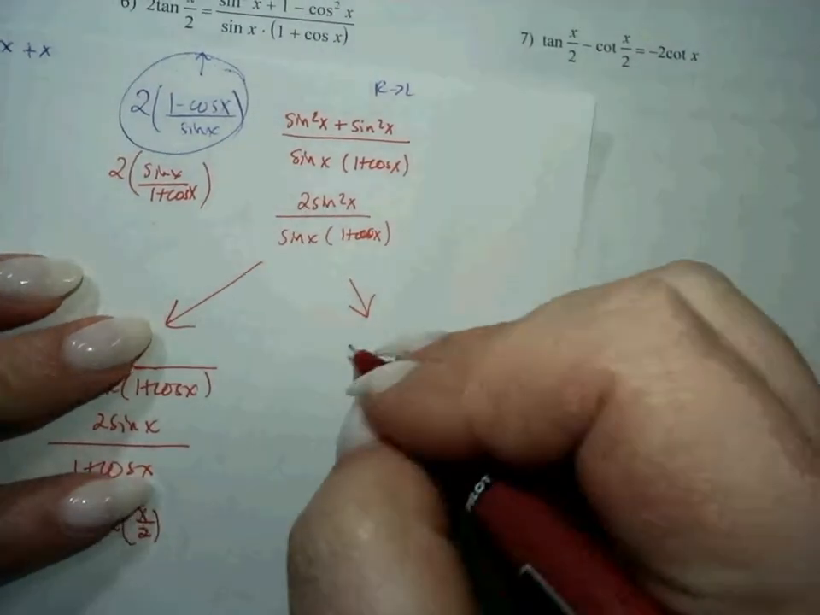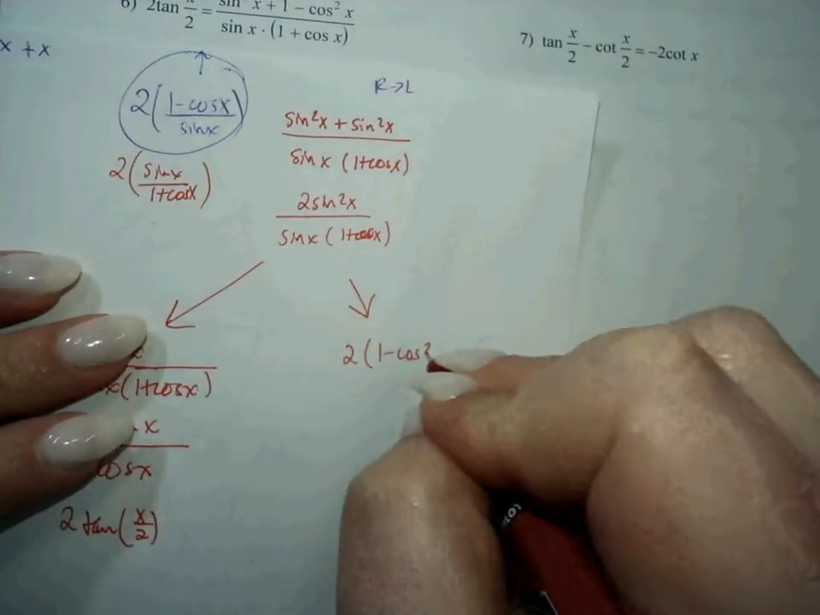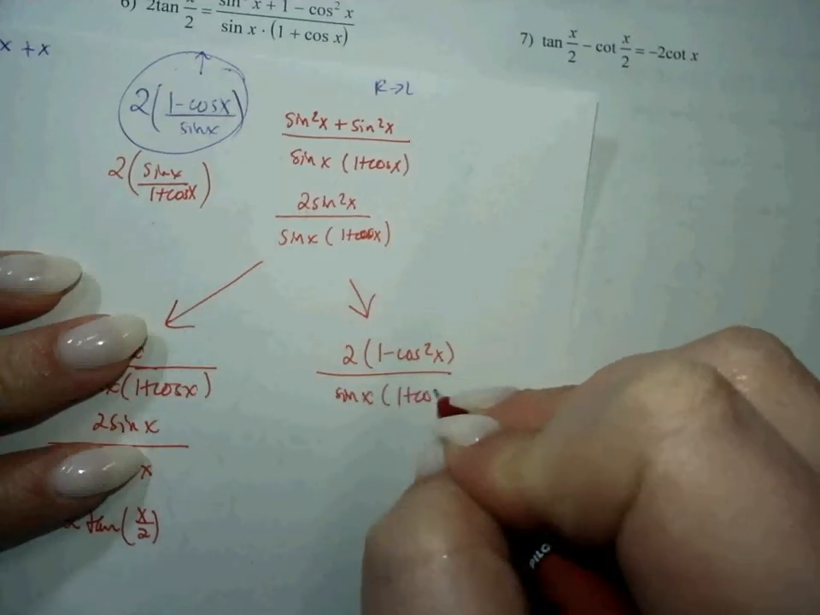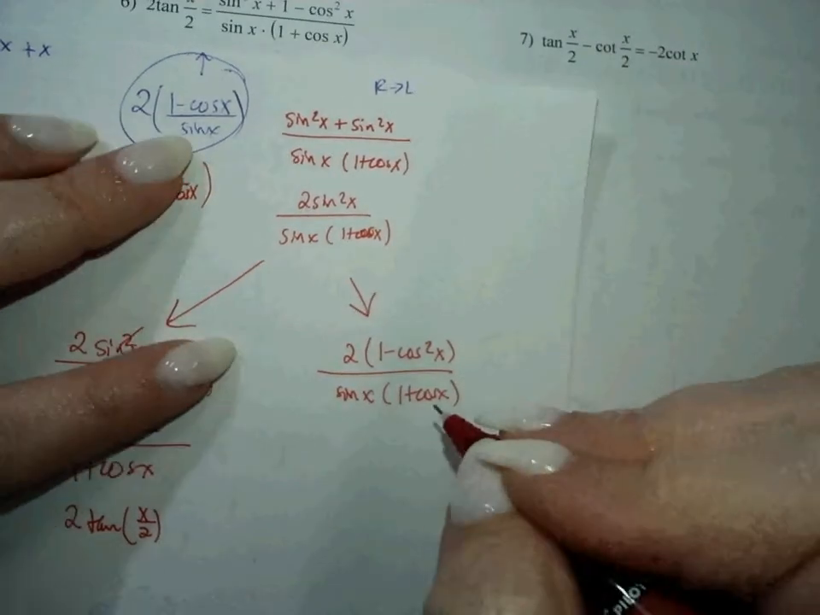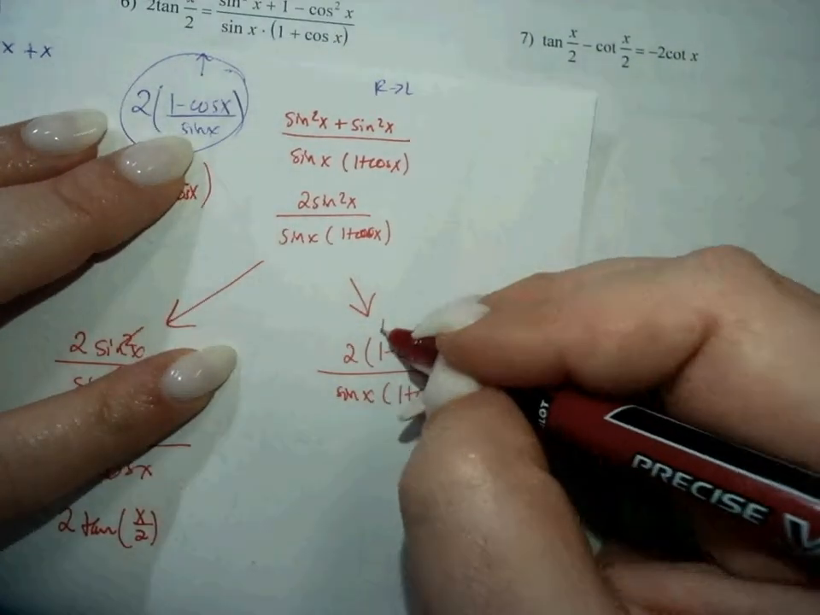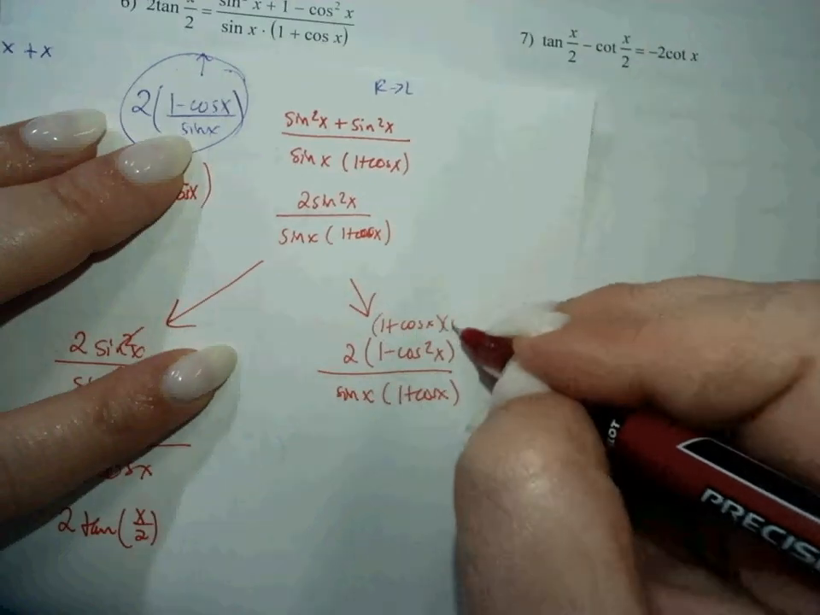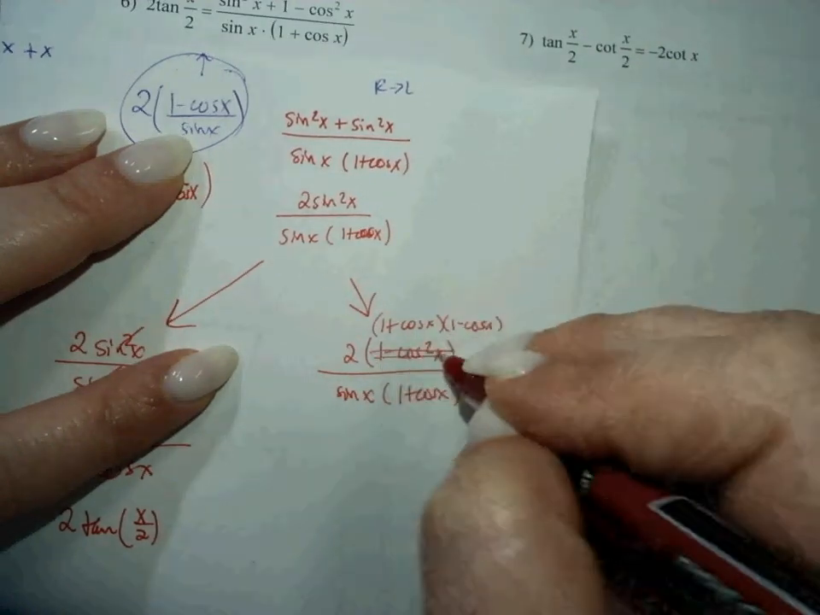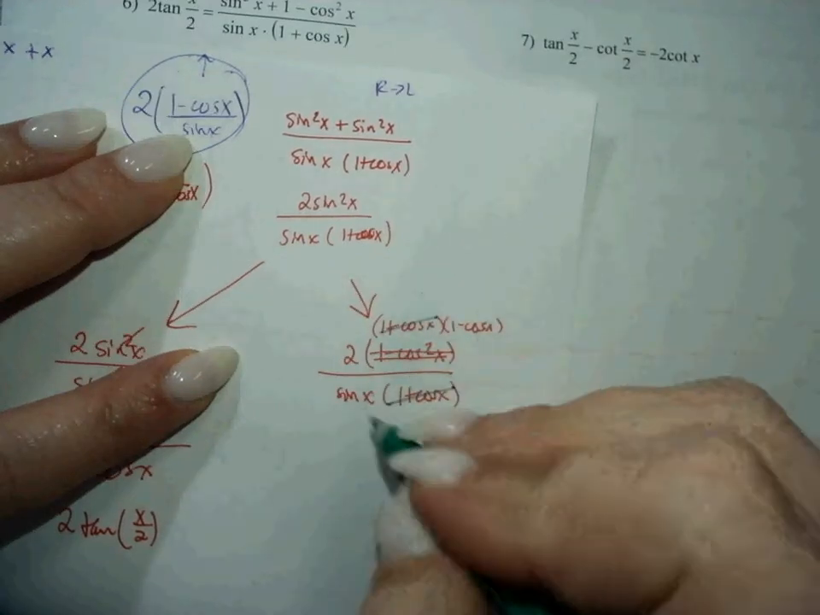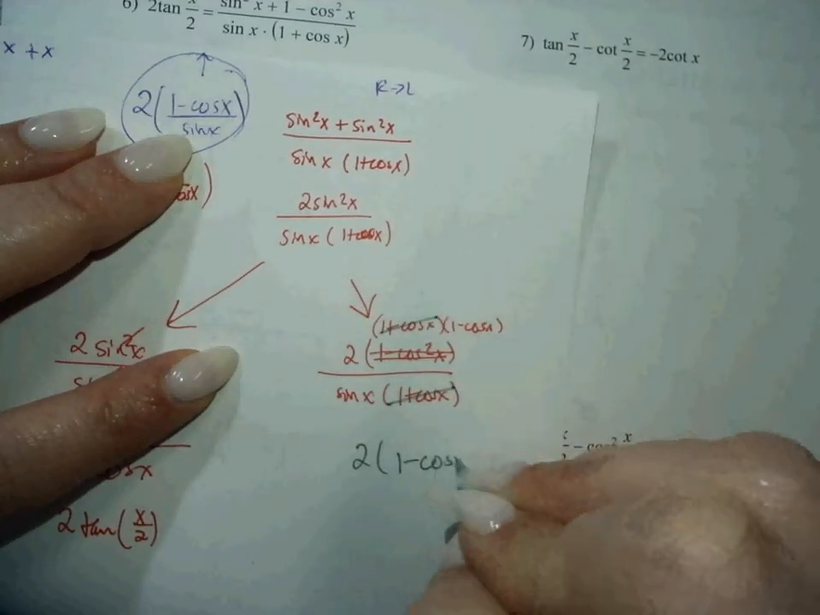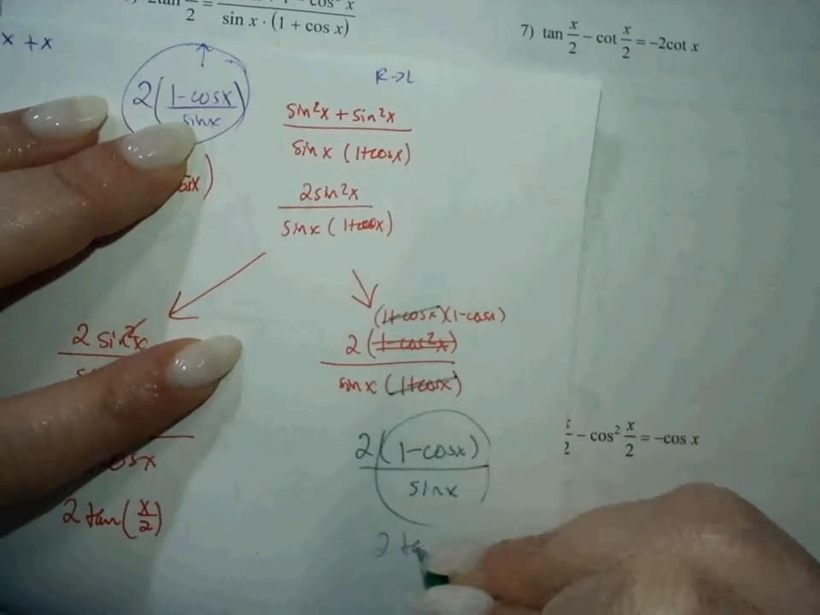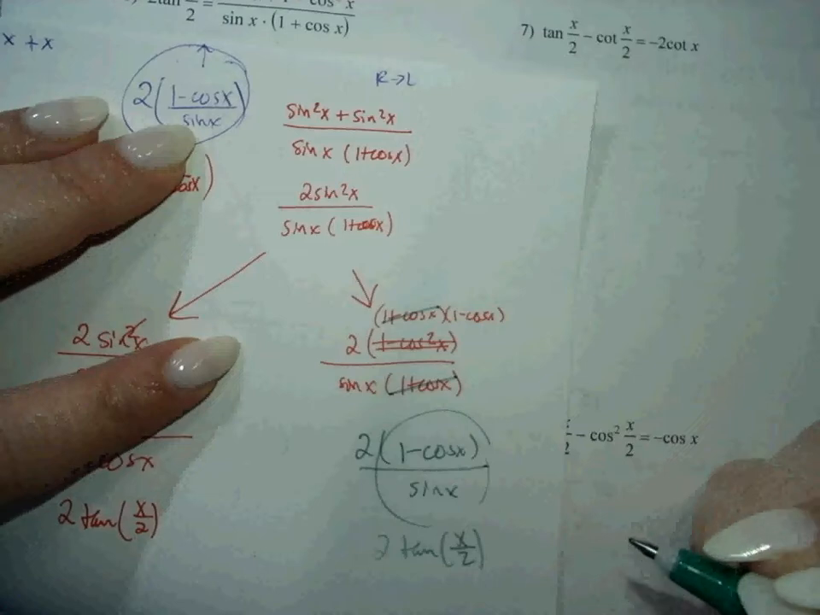Or I could replace sine squared with 1 minus cosine squared, so kind of going backwards, if you will. Sine of x times 1 plus cosine. And I'm trying to get rid of the 1 plus cosine, so I would have to factor that out into 1 plus cosine times 1 minus cosine. So factor this into the difference of perfect squares, and then recognize that the 1 plus cosines go away, and I'm left with 2 times 1 minus cosine divided by sine, which is just 2 times the tangent of x divided by 2.